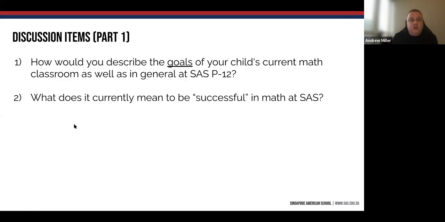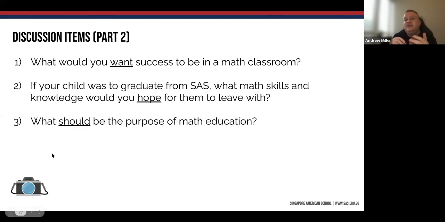So as an example, here's one. This was for math, about outcomes of what we want for our kids. So for example, part 1 was, how would you describe the goals of math, and again, come back to what Gynelle said, the current state. And then what does it mean to be currently successful? And so parents would say things like, you do well on the test. So we had things about current state. And then we had stuff about future state: want, hope, should, right? If you were to graduate, what would you hope they would leave with? What should be the purpose of math? So it was a 2-parter, 15 minutes for one, 15 minutes for the other.